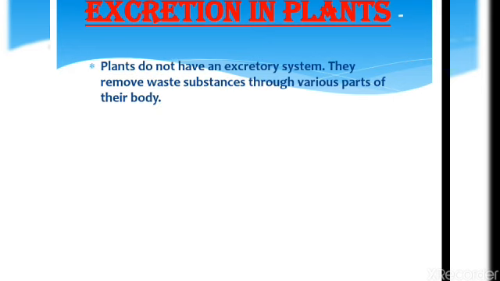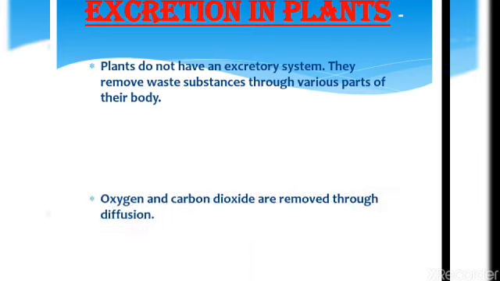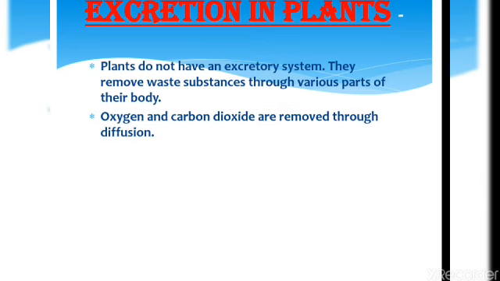Now how does excretion take place in plants? Plants do not have an excretory system like us. They remove the waste through the various parts of their body. Oxygen, which is a byproduct of photosynthesis, and carbon dioxide, which is a waste product of respiration. Both of these are waste products and they have to be removed from the plant body. They are removed by the process of diffusion.